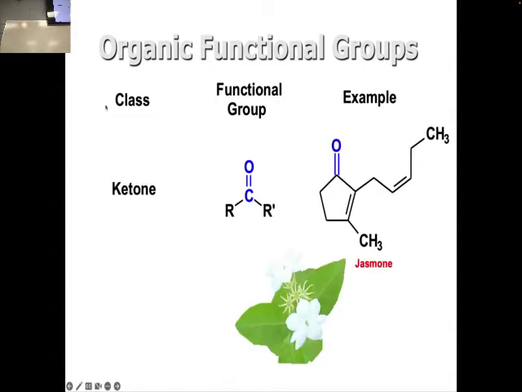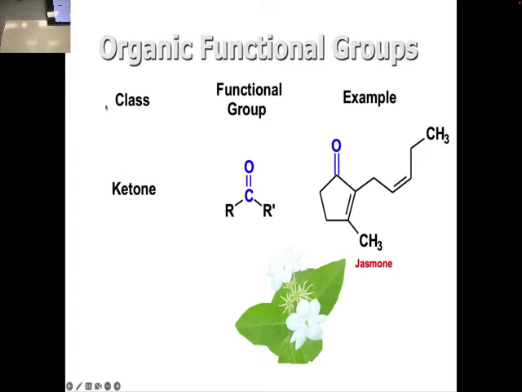We also have the ketone functional group. Notice it's that C double bond O again, but this time the carbon has no hydrogens on it. It's just connected to two R groups. In this case, the two R groups happen to be part of a ring, which we'll learn more about later. So this is a carbon atom doubly bound to an oxygen. This is the ketone functional group.